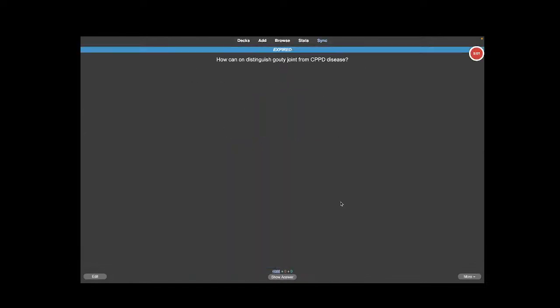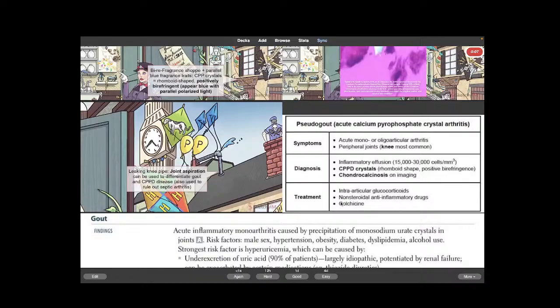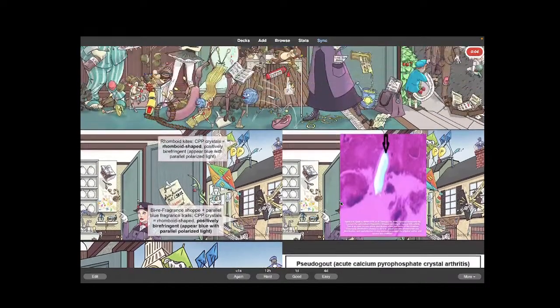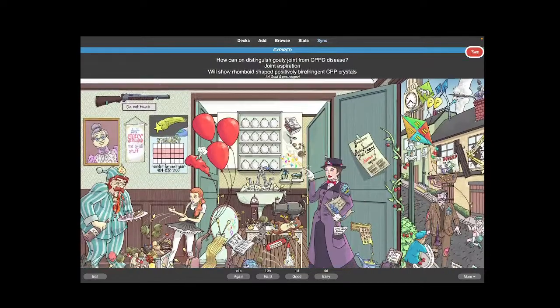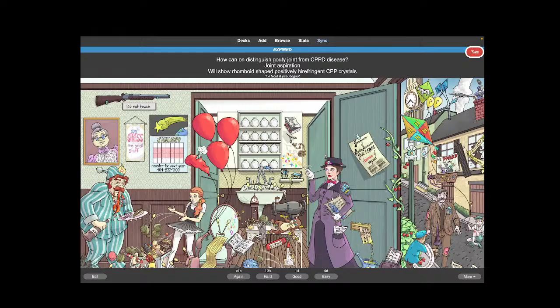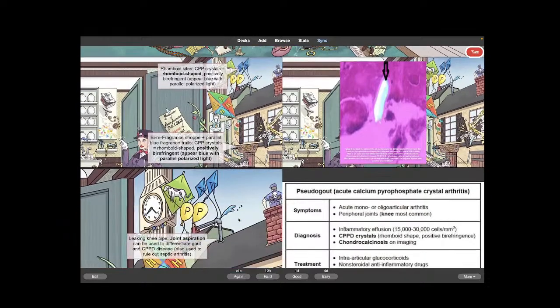How can you distinguish a gouty joint from CPPD disease? CPPD disease: joint aspiration shows rhomboid-shaped, positively birefringent crystals that appear blue with parallel polarized light. I don't know how I'm supposed to know that.